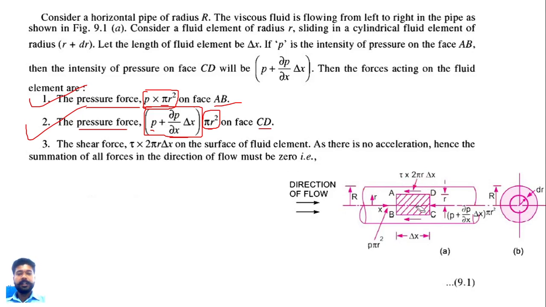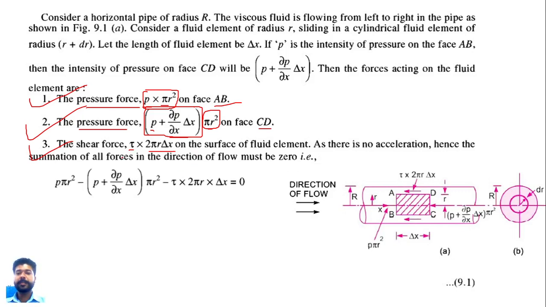So in total, three types of force act on this circular pipe. First is P into pi r square. Second is P plus del P upon del x into delta x, the pressure force, with pressure into the area pi r square. Third is shear stress into area. Here there is no acceleration in the flowing fluid, so the summation of all the forces in the flow direction will be 0.